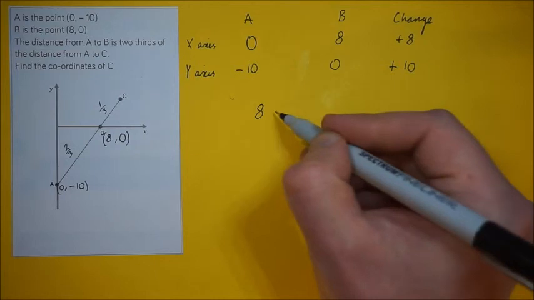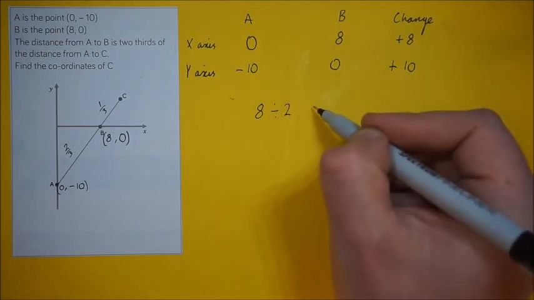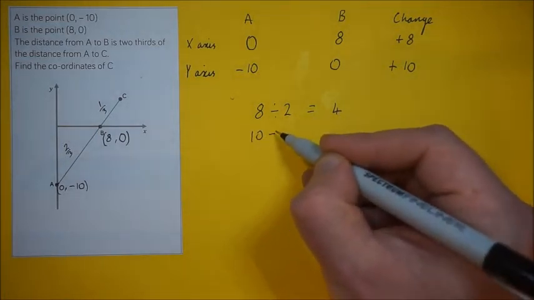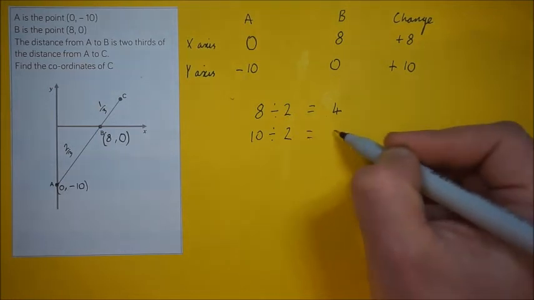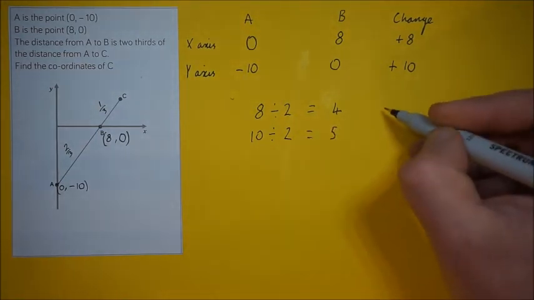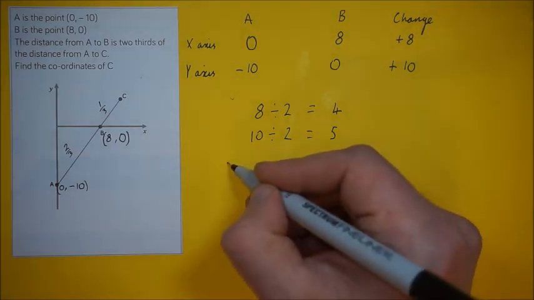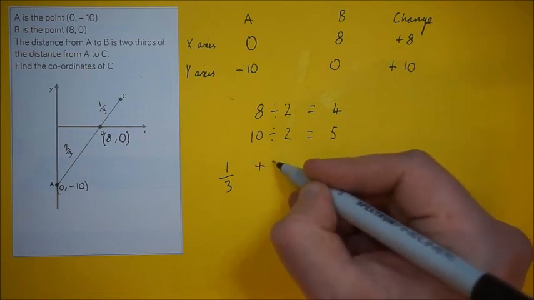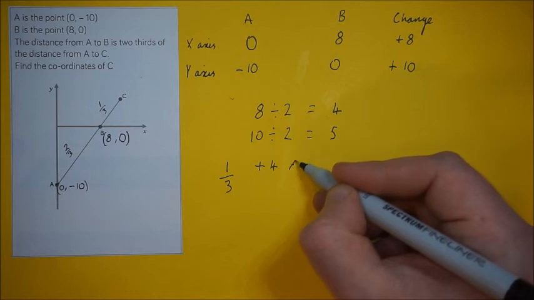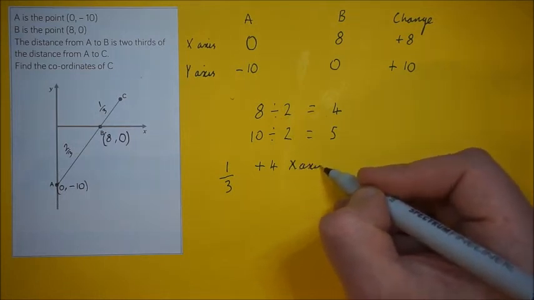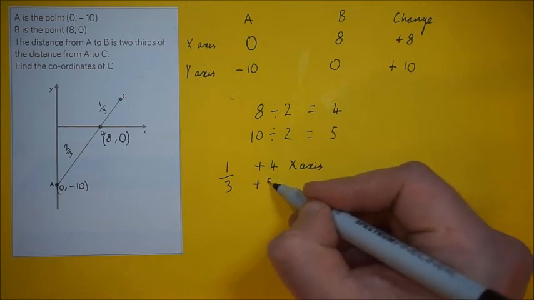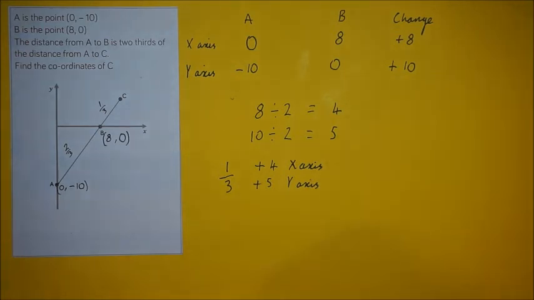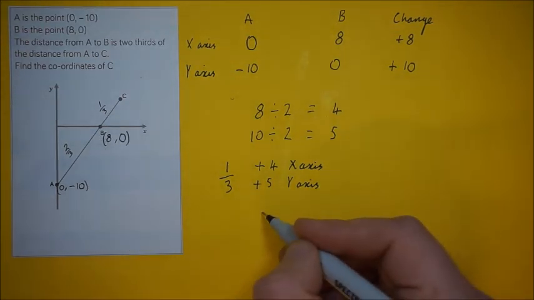So if I take my 8 and I say, right, what is 8 divided by 2? That's going to be 4. And if I take my 10 divided by 2, that's going to be 5. So I think 1/3 of the line should be plus 4 on the x-axis and plus 5 on the y-axis.